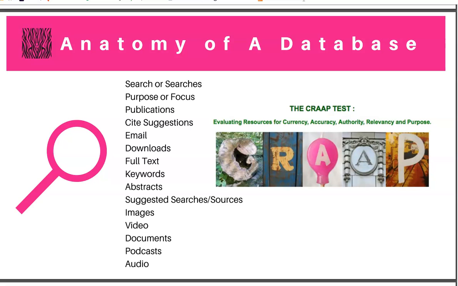We have business databases, science databases. We have databases that don't really have a search. You just answer questions and it puts you through them. You're going to have publications or some other objects or digital objects inside of it. In the case of the library type things, we're going to have citation suggestions. You'll be able to email and download. In most cases, you'll be able to get to the full text. But if you can't, that's one of those great times to ask your librarian to help you out.